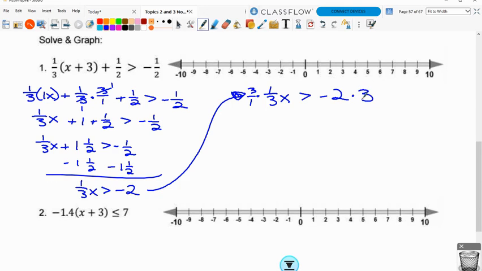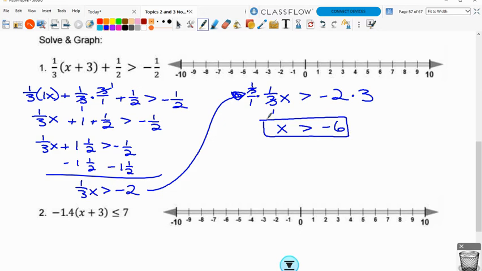And looking at the left-hand side, again, the 3 that I have in the numerator and the denominator will both turn into 1s. So this is 1 over 1 times 1 over 1x, which is just our 1x, which is what we're looking for. On the right-hand side, -2 times 3 is -6. And we just multiplied both sides by a positive number, which will preserve the symbol. So x is going to be greater than -6. This is our solved inequality.